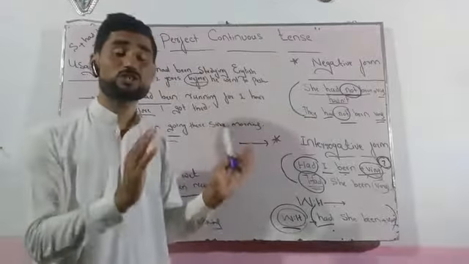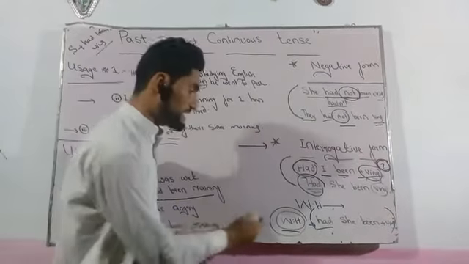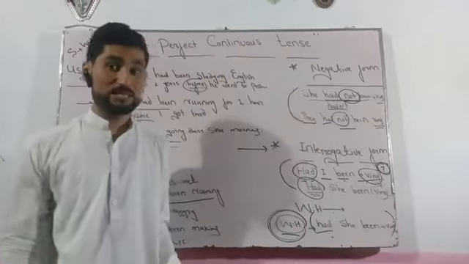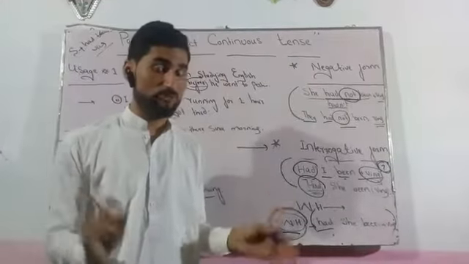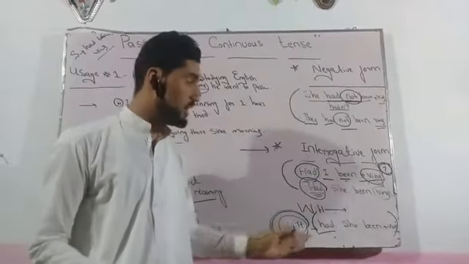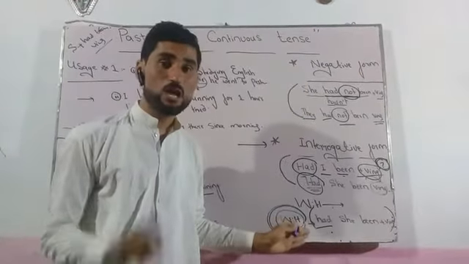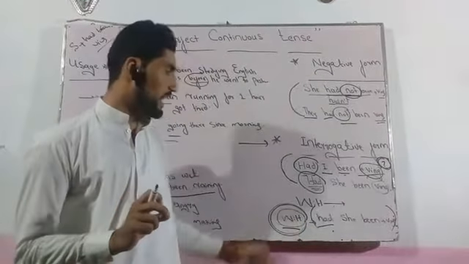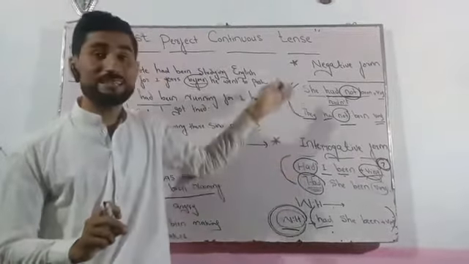I mean of WH question sentences. Just add a WH word at the beginning of the sentence, and then the interrogative sentence, to make it a double interrogative. In interrogative form, negative and interrogative, or in WH question sentences, you have to put the sign of interrogation at the end of the sentence. Okay, and so this is the way how to make these forms.